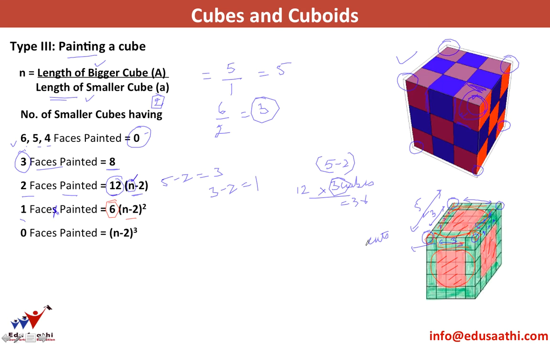Now, how do you calculate this n minus 2? This side was 5. I subtract a cube from this end, and I subtract a cube from here, because this cube has two sides painted and this cube has two sides painted.